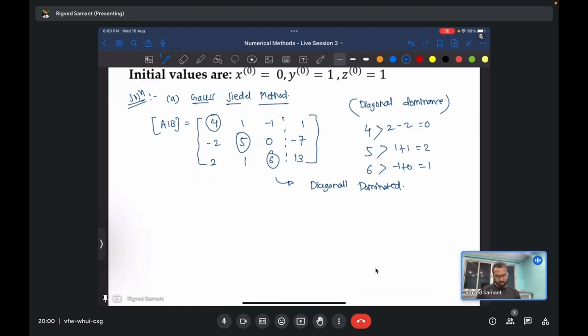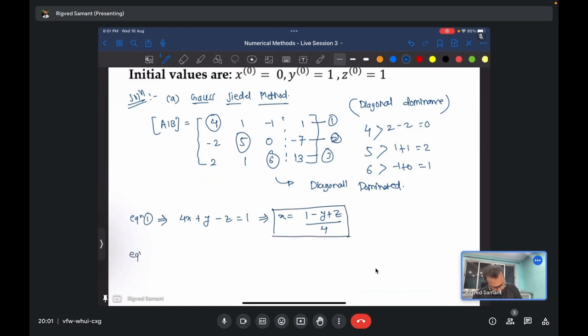So we have to solve this. After making it diagonally dominant, let's say this is equation 1, this is equation 2, and this is equation 3. Equation 1 will give you the equation for x. The first equation is 4x plus y minus z is equal to 1, right? From which you can write x is equal to (1 minus y plus z) divided by 4. This is your equation for x.